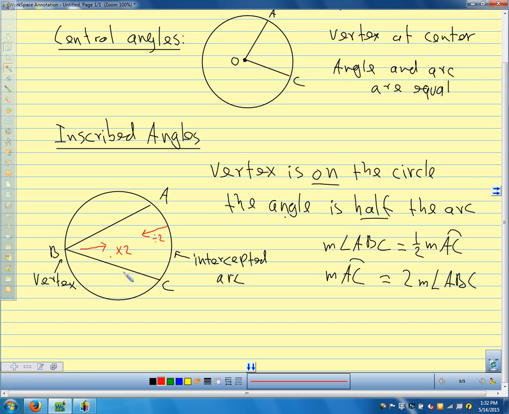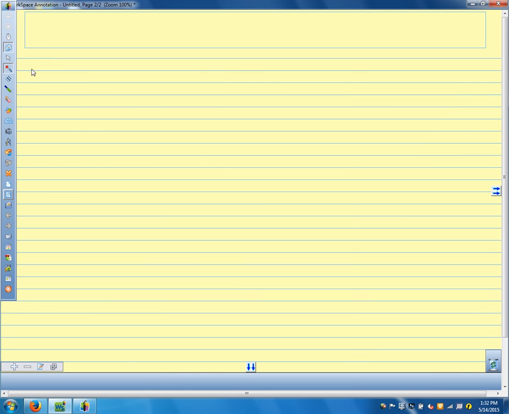Okay, let's look at an example. I think the fun thing about chapter 12 is being able to draw circles all the time.